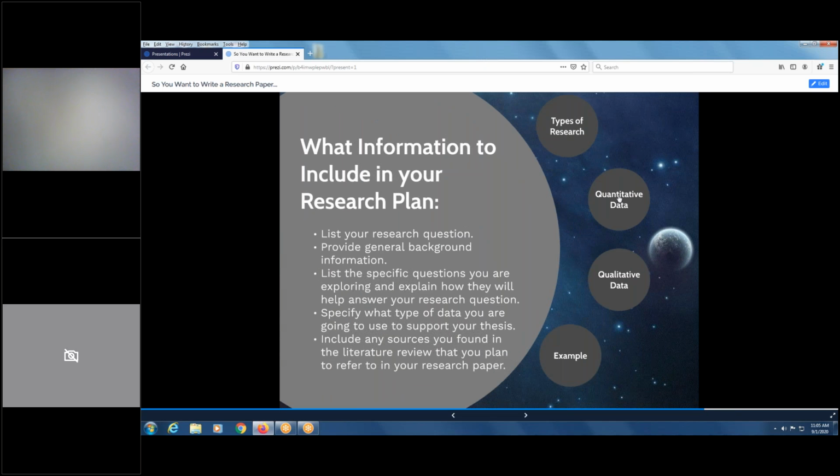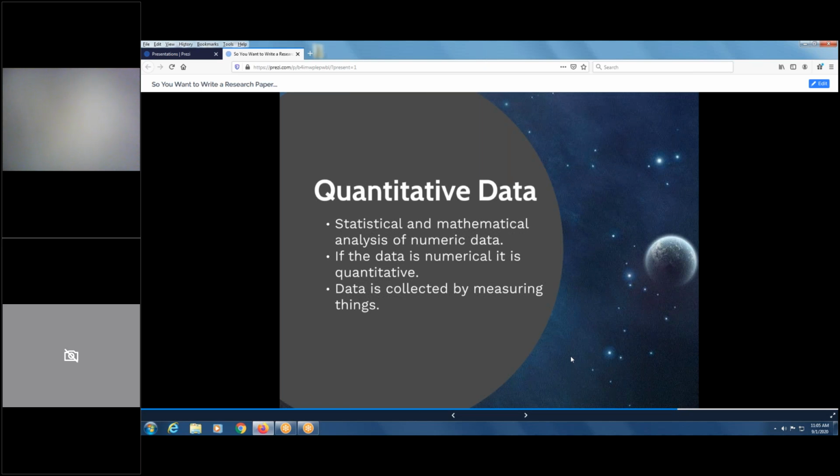All right, so we're going to move on to our data types. No matter what type of research you're doing, scientific, historical, original, you're going to use data to answer your research question and support your thesis. And there are two main types of data, quantitative and qualitative. Quantitative data is when researchers use mathematics and statistics to analyze numerical information. So they're breaking the data down into numbers, percentages, totals, averages. This is all quantitative data.